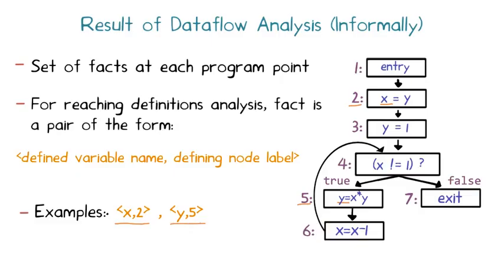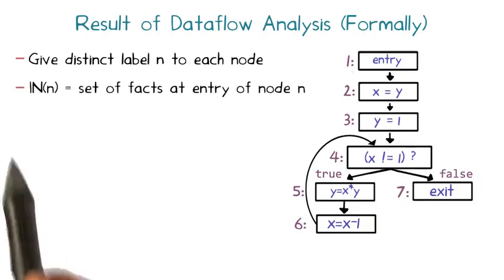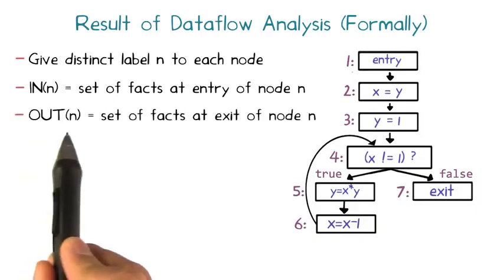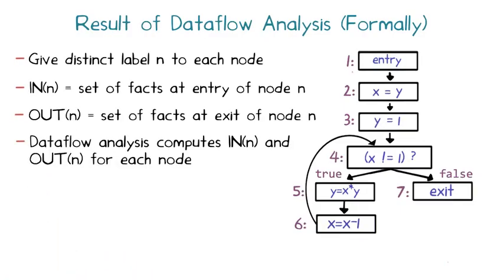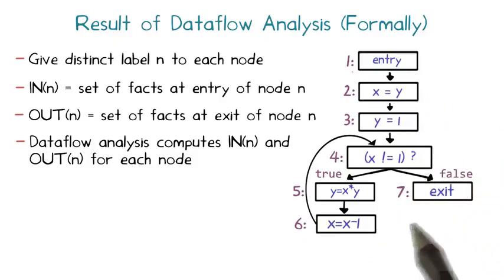Now let's make the notions of a program point and data flow analysis result more precise. To identify each program point uniquely, let's assign a distinct label to each node in the control flow graph. I've labeled the nodes in this control flow graph from 1 through 7. Then for each node with label n, we use in of n to denote the set of facts at the entry of node n, and out of n to denote the set of facts at the exit of the node. A data flow analysis computes the in and out sets of facts for each node in the control flow graph.